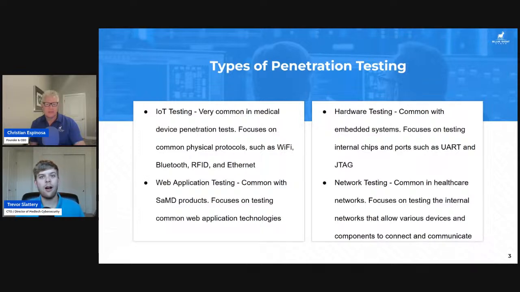A next very common one that we see a lot is web application testing. This is common in SaMD products, and it's when we're looking at common web application technologies. The techniques will be similar to a standard web application penetration test, just looking at any standard website or web app out there. However, of course, the focus is going to be different, and we're going to get a little bit more into the details of what that focus is here in a second. The main distinction is just that we're looking at those web technologies.